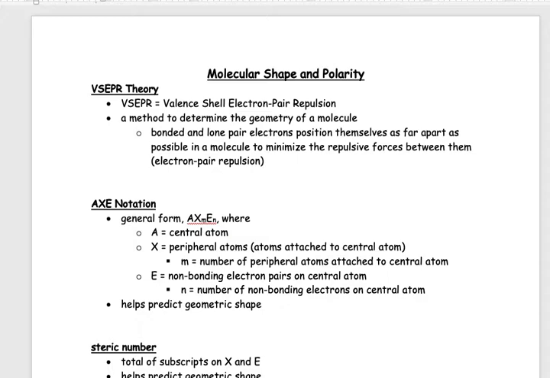So we're going to go through step by step looking at different properties in order to build towards our shape. All right, so here's the first thing that we have to analyze, the AXE notation. In general, we're going to analyze the central atom. So we studied this before. The central atom is always the atom in the compound that has the highest bonding capacity.